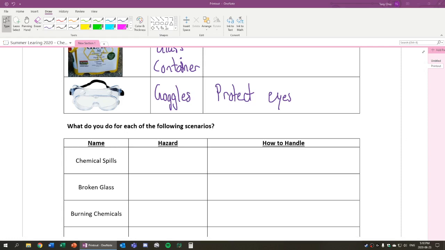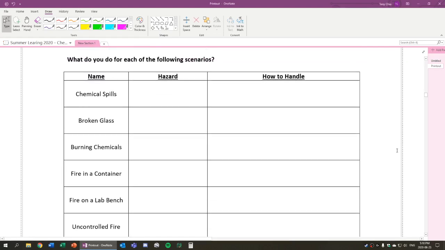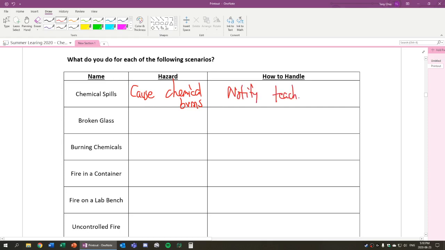So the next thing we're talking about is different scenarios we have and how we deal with them. So the first one is, what if you have a chemical spill? What is the harm of that? It can cause burns, precisely chemical burns. So that means if there's a chemical spill, what do you do? You notify a teacher and step back. Because based on what the chemical is, you might not know how to deal with it.